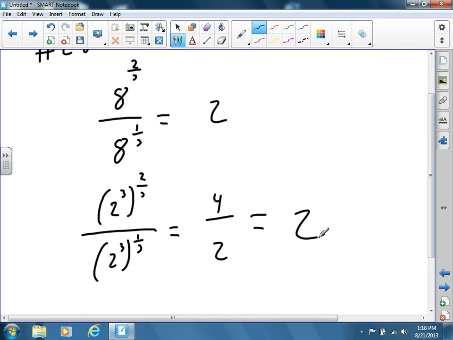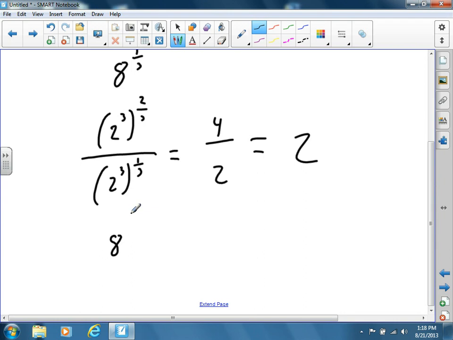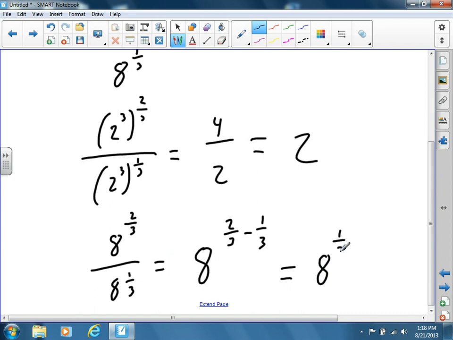Okay, good enough? Wait, I don't know. Or I could say 8 to the 2/3 divided by 8 to the 1/3 is the same as 8 to the 2/3 minus 1/3, which is 8 to the 1/3, which is still 2. I could do that. Or I could just put it in my calculator and it would tell me it's 2, and I could write down a 2 and move on. Yeah, let's hope a problem as simple as that's going to be on some test.